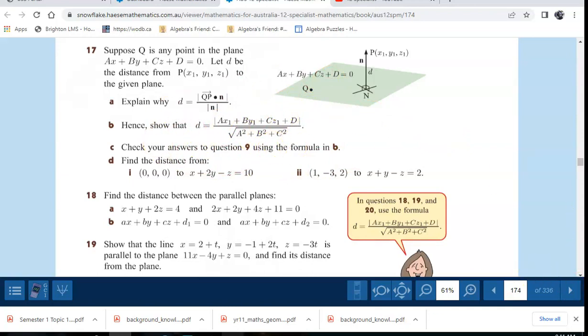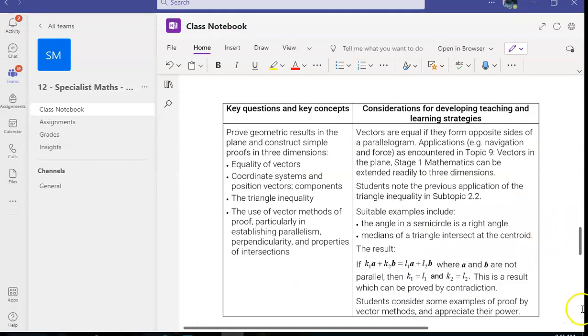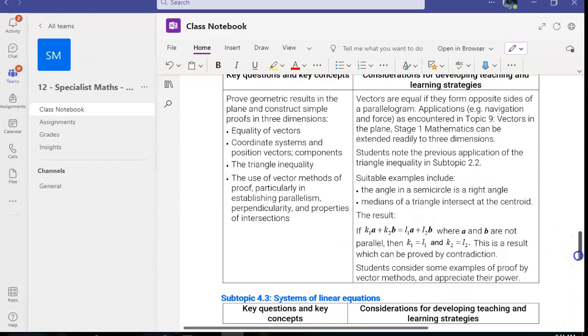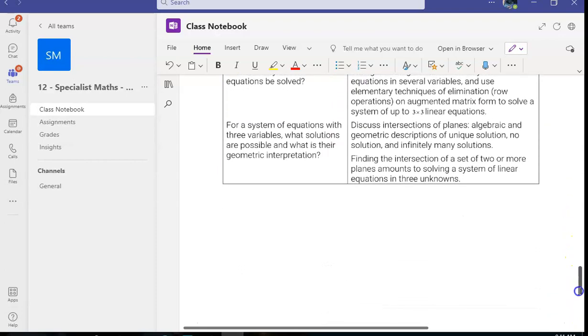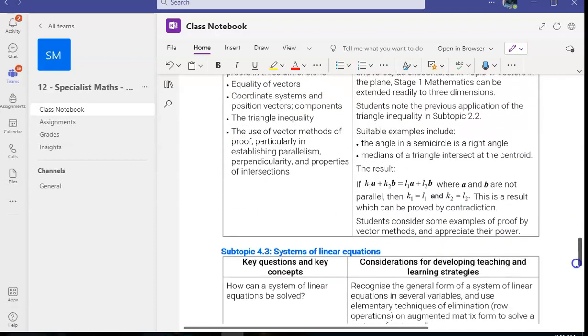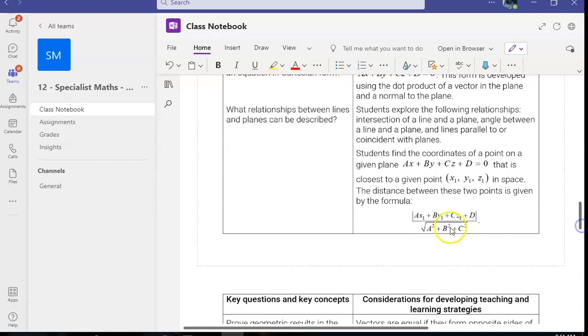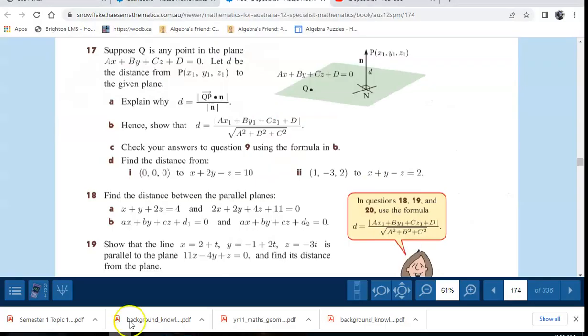And if we go back, I don't know where everything is now. Let's have a look at our outline. Is that the same one? Yep. All right. So really, I'd be saying have a go at 18 and 19, where we're just using a formula. Don't even do B, just A.